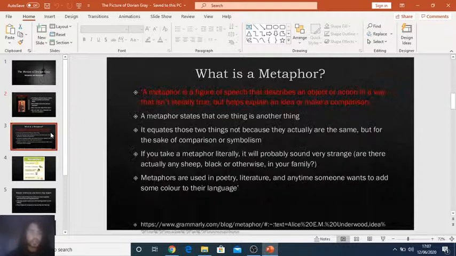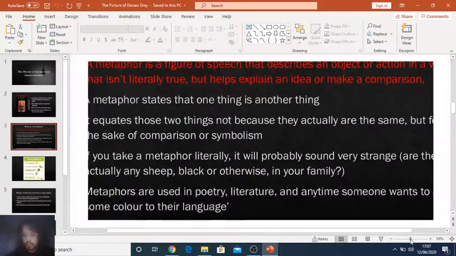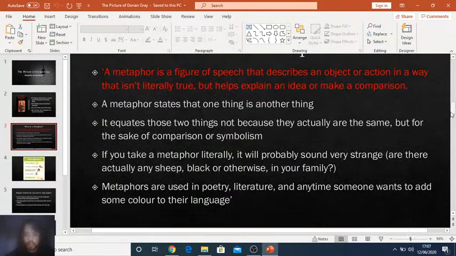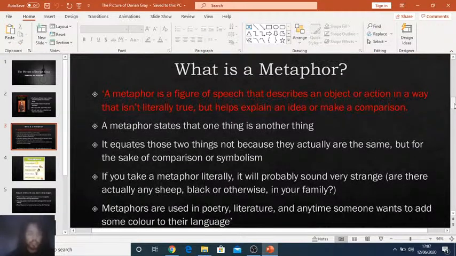So let's begin with what is a metaphor. I hope this text is big enough, by the way, guys. I'm just going to zoom in a little bit. Oh, that's too much. Okay, how's that for size? Hopefully that's okay.